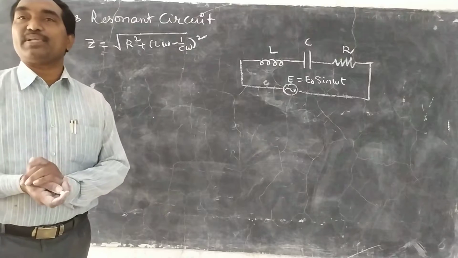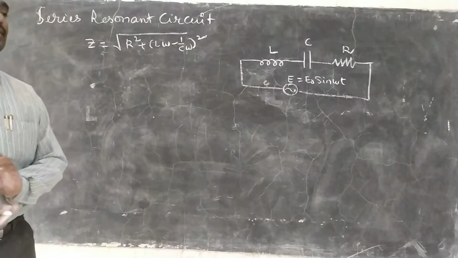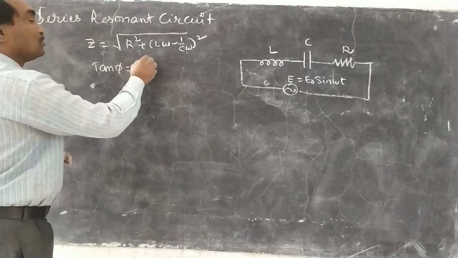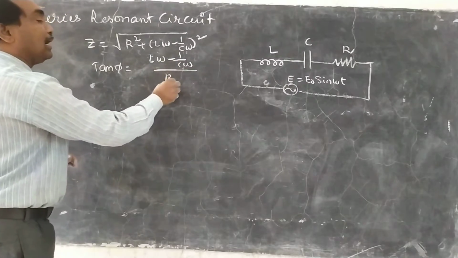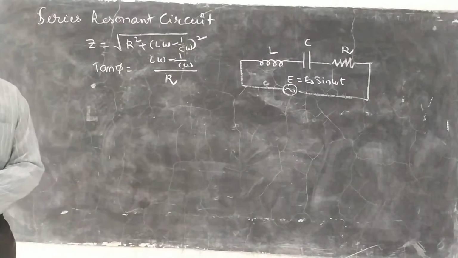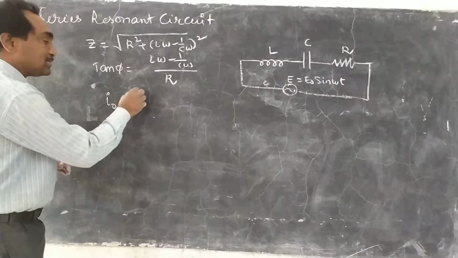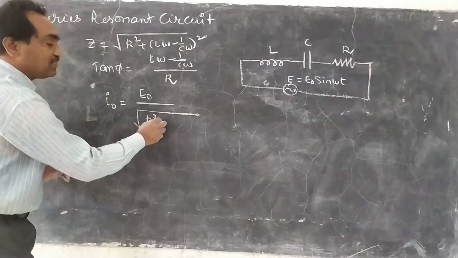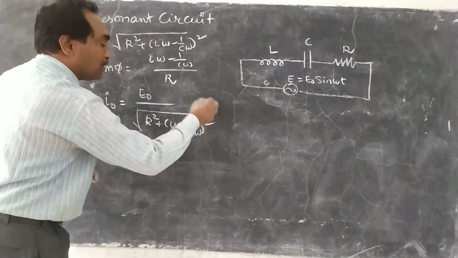And the phase difference between alternating current and voltage is phi. Then tan phi is equal to L omega minus 1 by omega C, divided by R. What is the peak current? In this case, peak current I naught is equal to E naught by square root of R square plus L omega minus 1 by omega C, whole square.